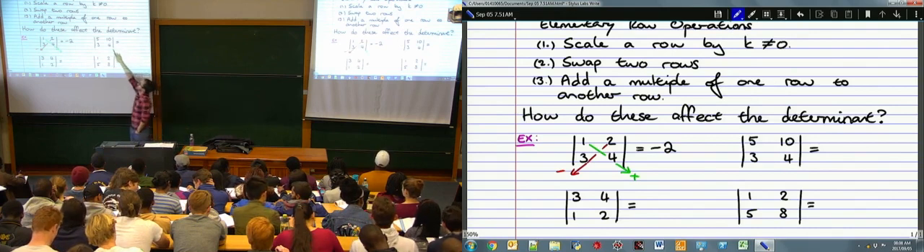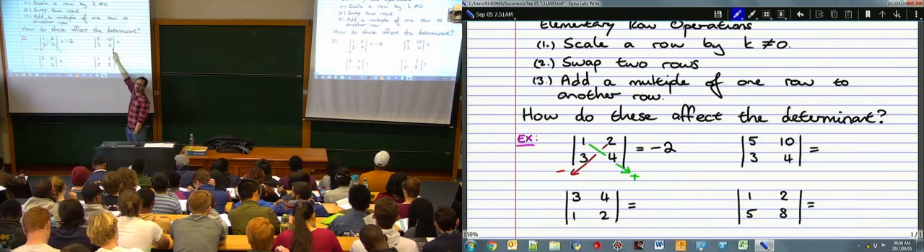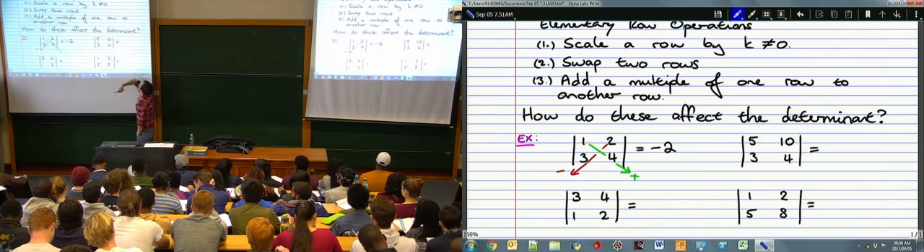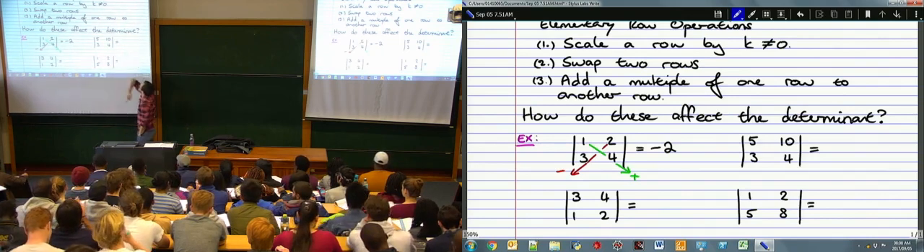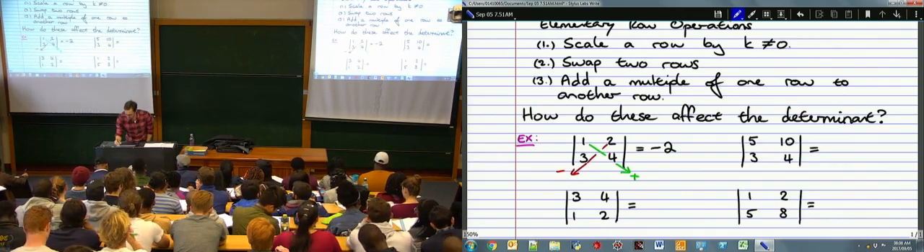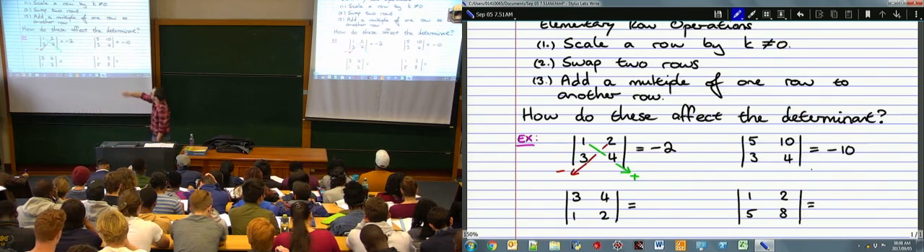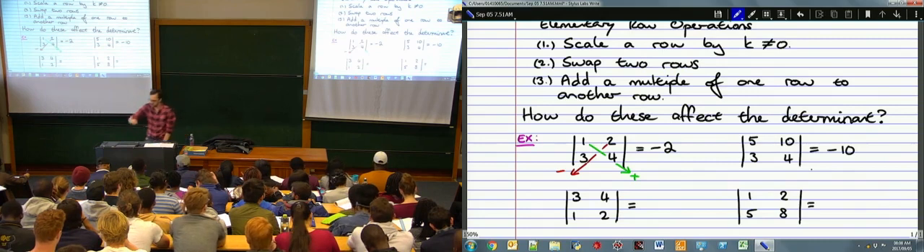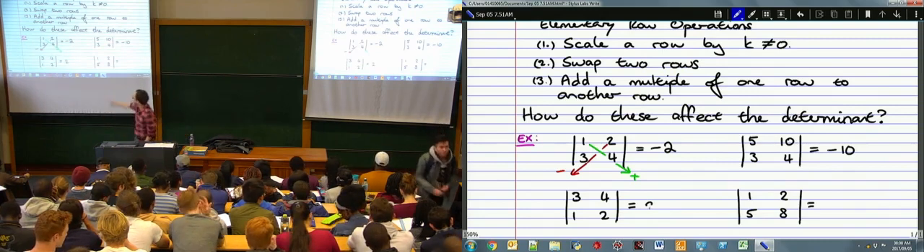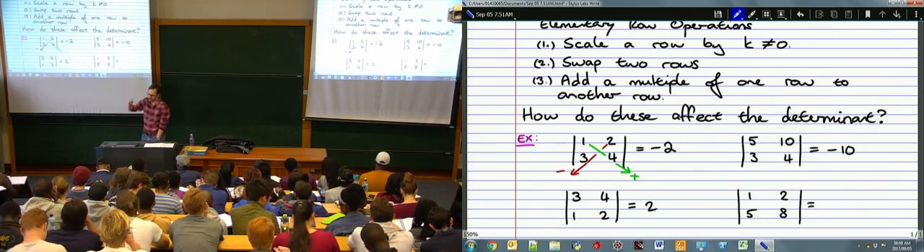Okay, so this up here, what is the determinant of this matrix? Negative 10, okay, because 5 times 4 is 20, minus 30, sorry, 20 minus 30 is negative 10. And that one at the bottom there, 2. And this one over here, negative 2.